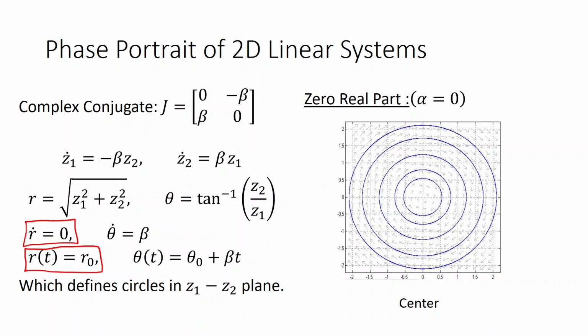That means you are getting circles, you are getting concentric circles. So if your alpha is 0, you are getting concentric circles. This is called a center. This sort of phase portrait has its equilibrium point at the origin, but it is a center equilibrium point. So if you start there, then you will stay there, otherwise you will be in concentric circles around that.